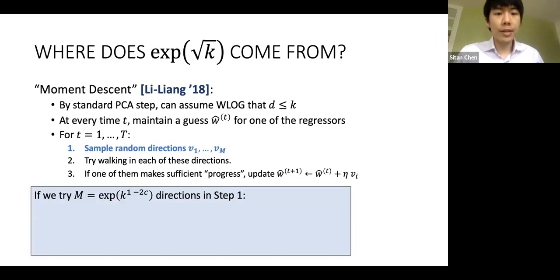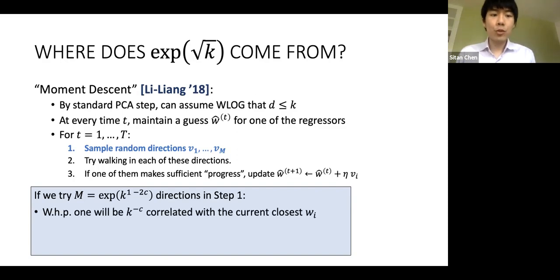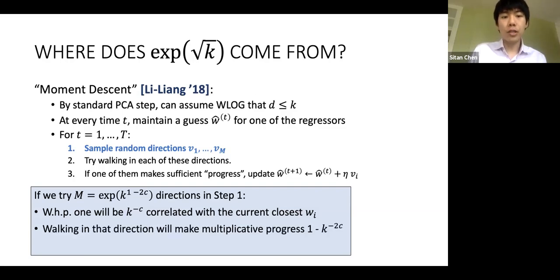Let's suppose that I try not polynomially many directions, but exp of k to the 1 minus 2c directions, where c is some constant to be optimized later. Now the point is, if I try that many directions, with high probability one of those directions is guaranteed to be quite correlated with whichever true solution w sub i I'm currently closest to. You can show that if I walk along that particular direction, I'm going to make multiplicative progress roughly 1 minus k to the negative 2c. You can see this from the fact that this is roughly just 1 minus the inner product squared.